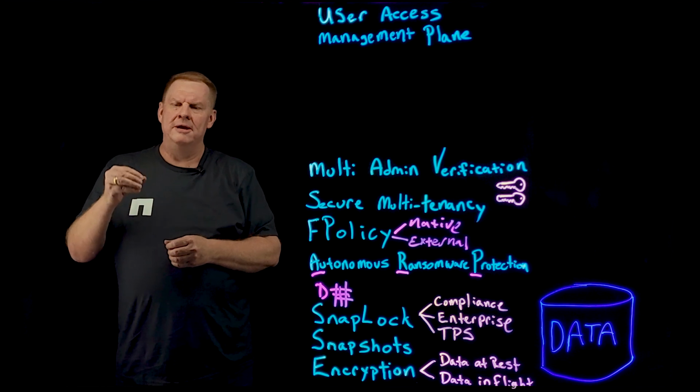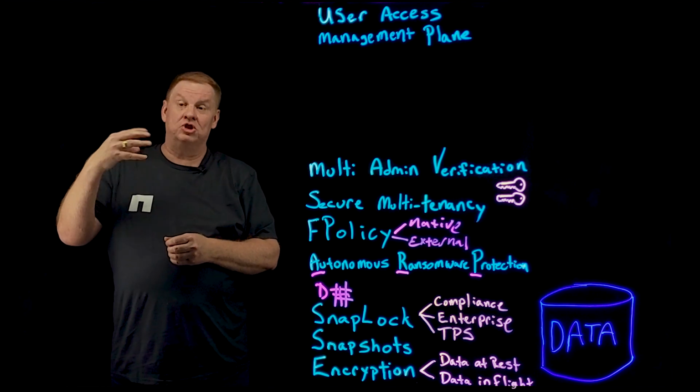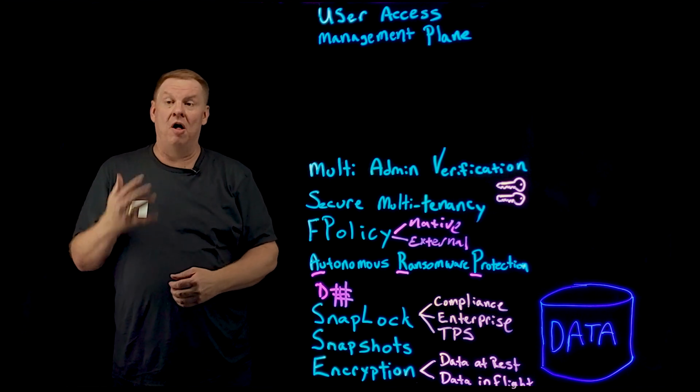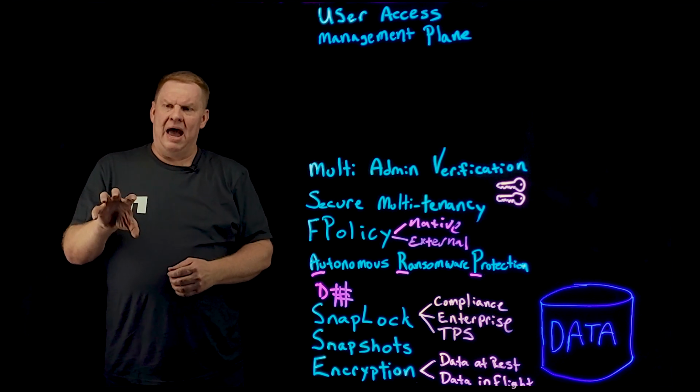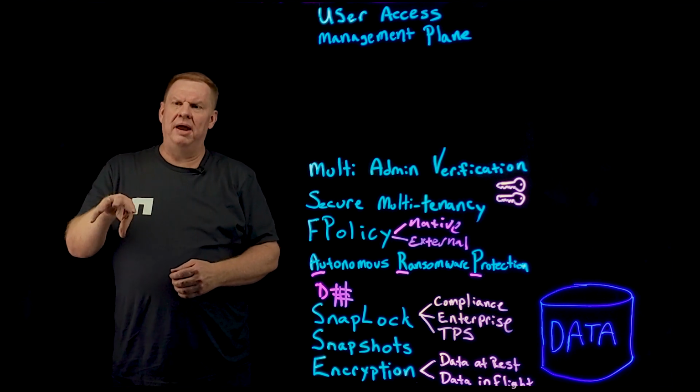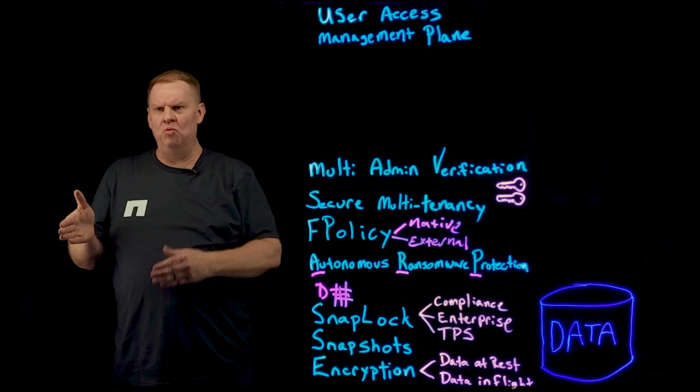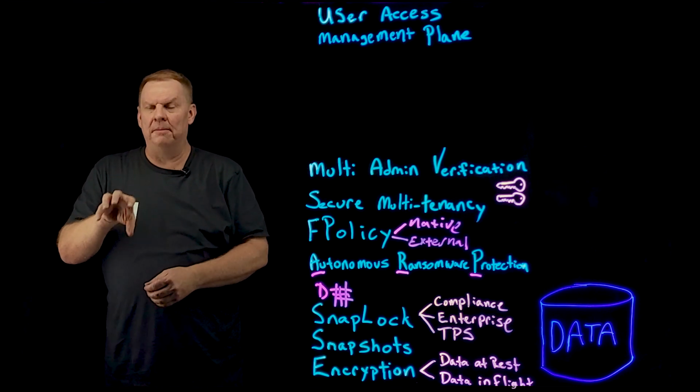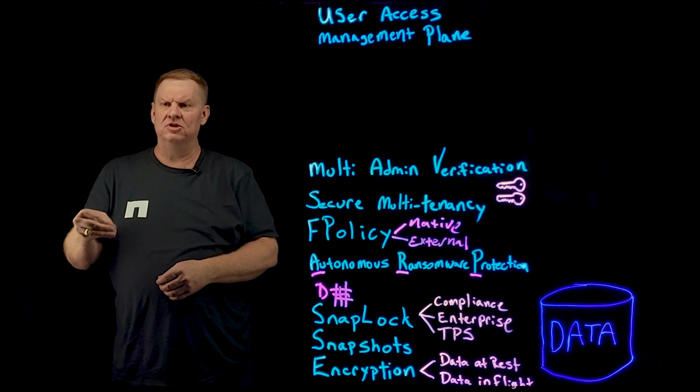The way it works is for a destructive command such as snapshot delete or volume delete, you configure MAV to say, all right, if somebody runs this command, 3, 4, or 5, anywhere between 1 and 10 approvers have to approve that command before it takes effect on the storage.